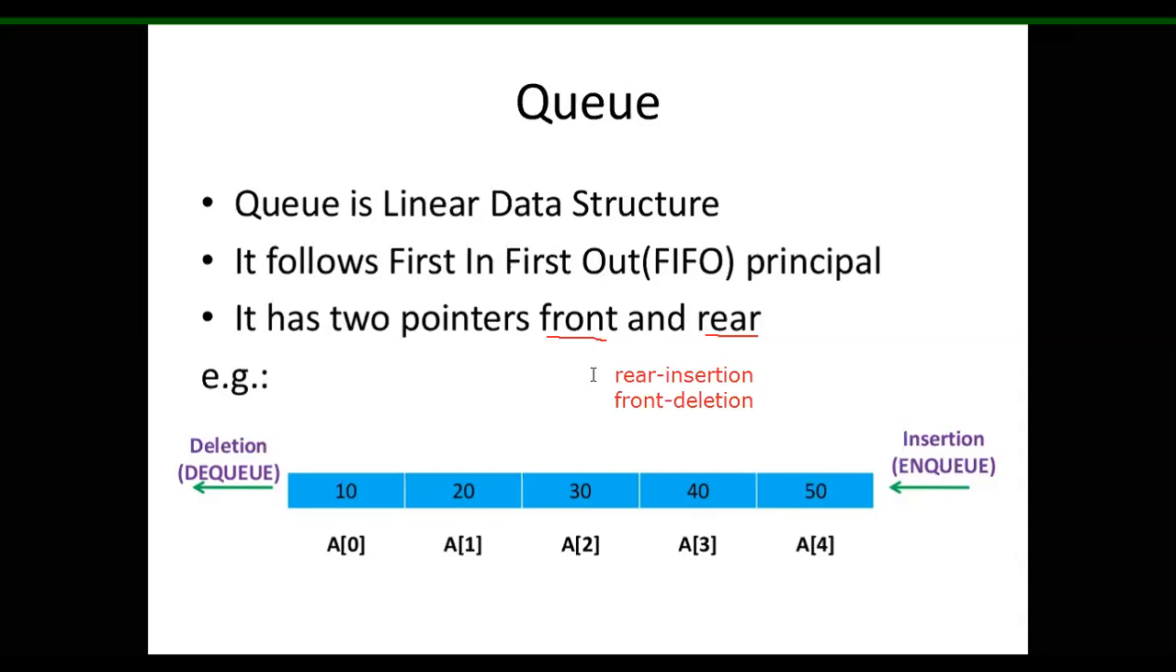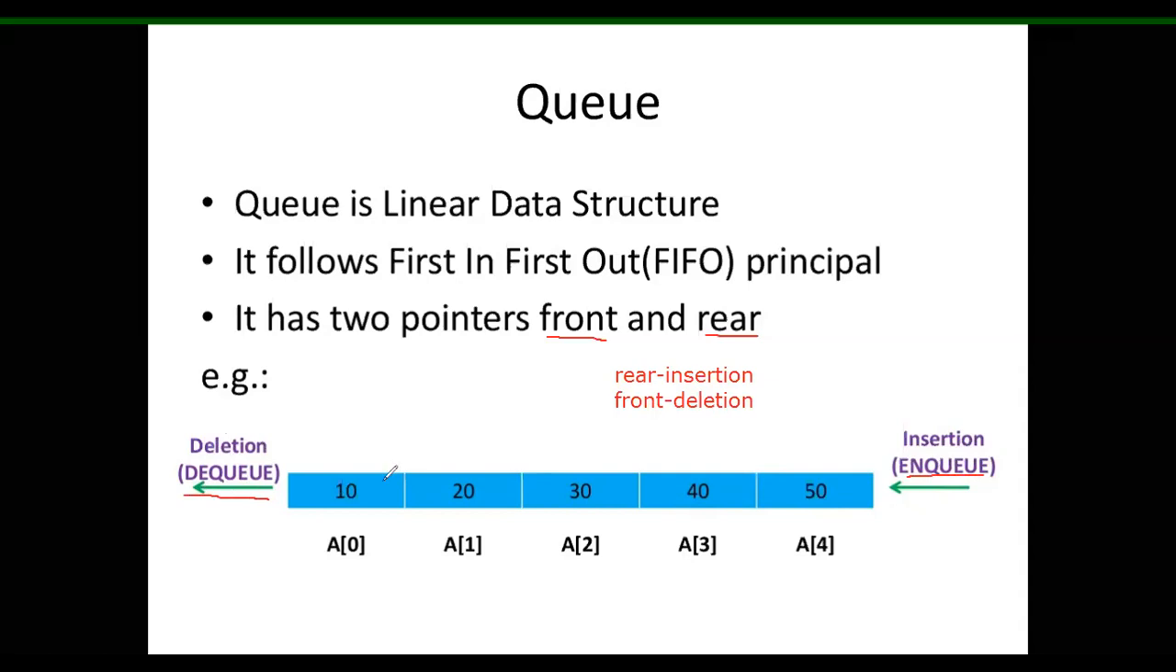In a queue, technically, when we want to insert an element, we call it enqueue. That is inserting one element into the queue. And for deletion, we call it dequeue, deleting an element in a queue. Okay, so this is just another introduction.